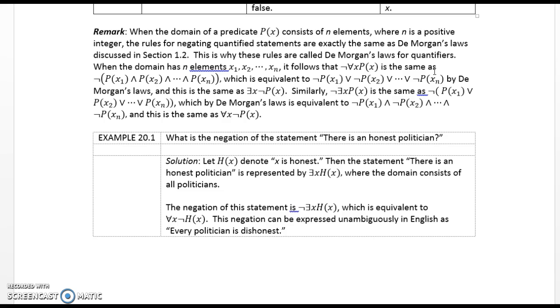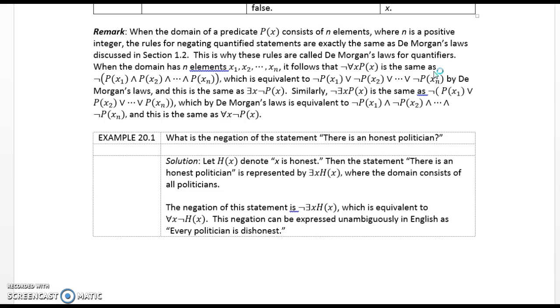This is why these rules are called De Morgan's laws for quantifiers. When the domain has n elements, say x1 through xn, it follows that the complement of for all x, P of x, is the same as the complement of P of x1 and P of x2 and ... and P of xn, which is equivalent to the complement of P(x1) or the complement of P(x2) or ... or the complement of P(xn) by De Morgan's law. And this is the same as there exists x, the complement of P of x.